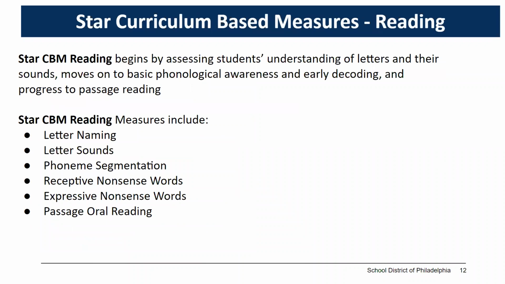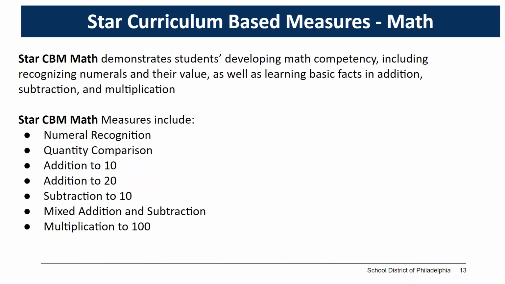There are 6 CBM measures for reading that begin assessing students' understanding of letters and sounds, moving on to basic phonological awareness and early decoding, and then progress to passage reading. There are 7 CBM measures for math that begin assessing students' ability to recognize numerals and their value, and progress to basic facts in addition, subtraction, and multiplication.